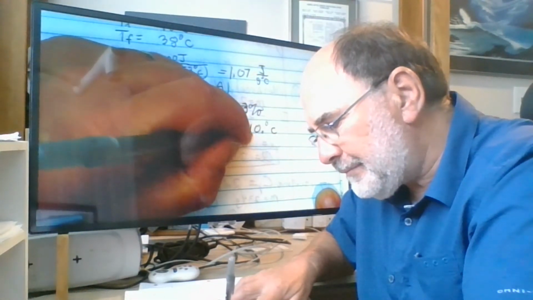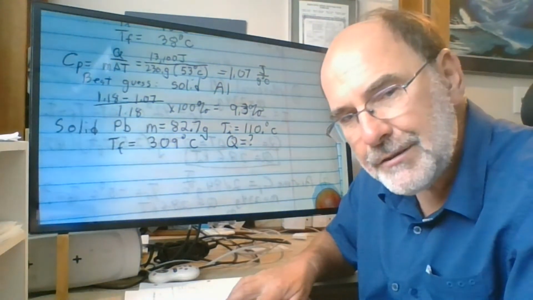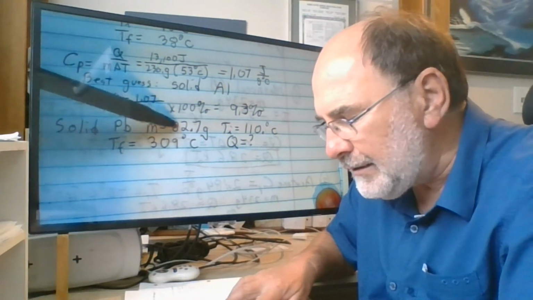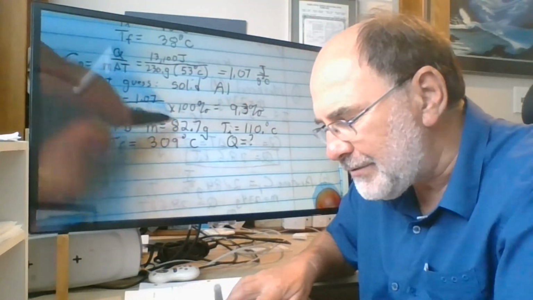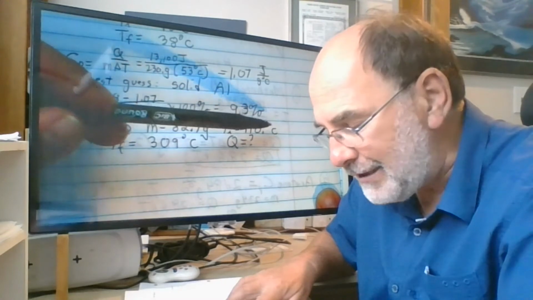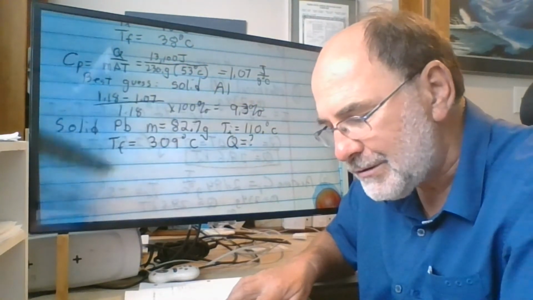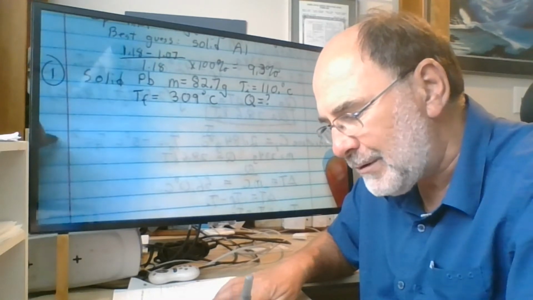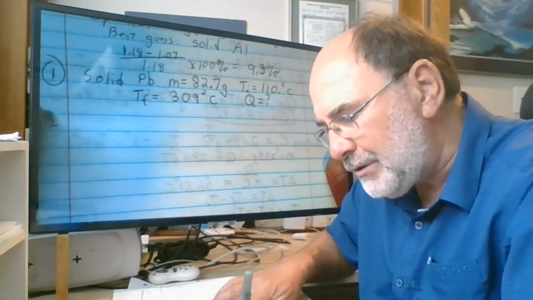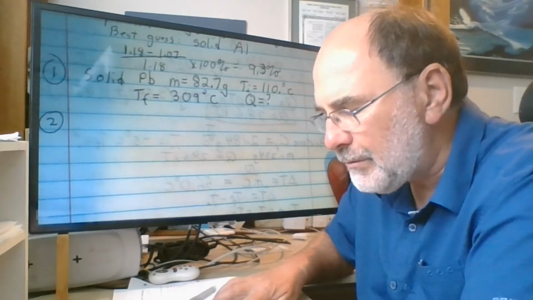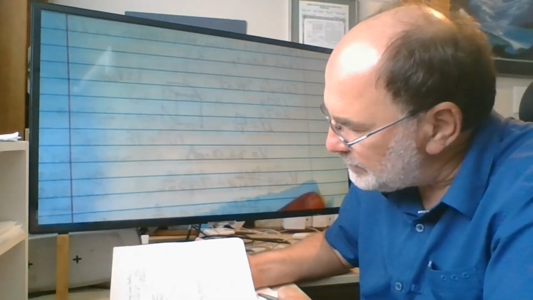Calculate, please, how much heat energy does it take to heat 82.7 grams of solid lead from an initial temperature of 110 degrees Celsius to a final temperature of 309 degrees Celsius. All right, so this is practice problem number 1. Practice problem number 2.